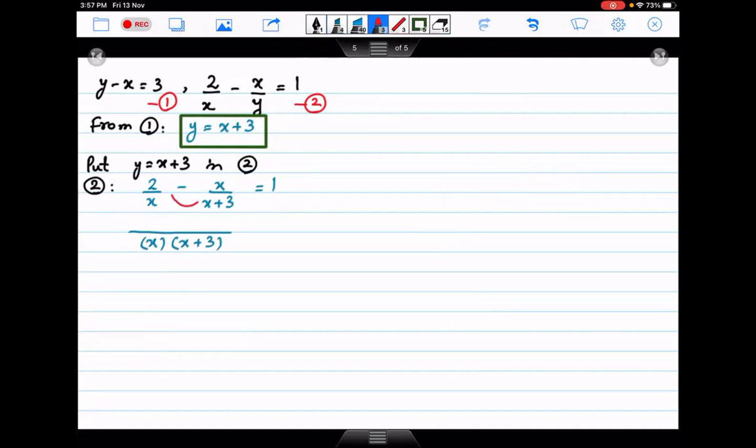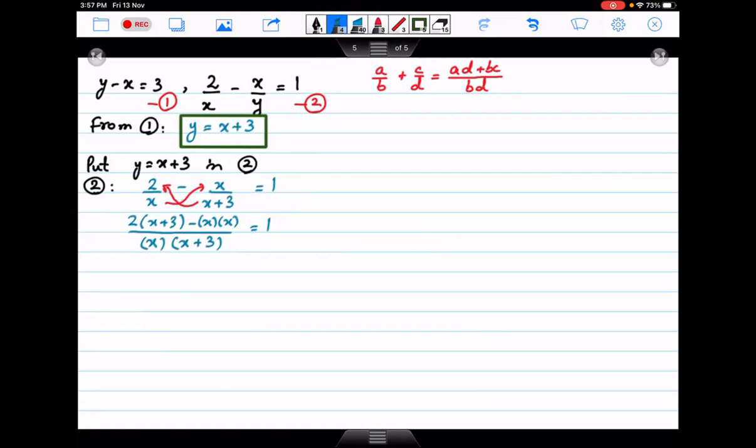So this should go there and this should go there. So it becomes 2 multiplied by x plus 3 minus x multiplied by x. So that's the procedure for LCM. In a similar manner, we can write a upon b plus c upon d basically becomes ad plus bc upon bd. That's the simplest of the LCMs.